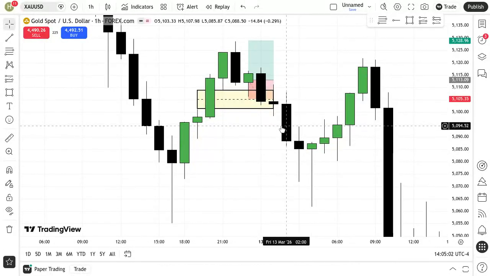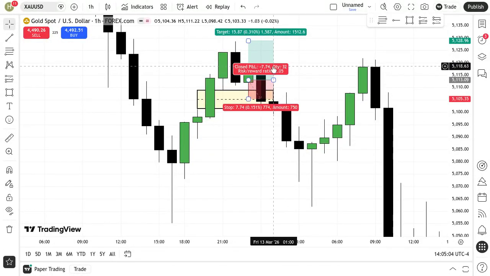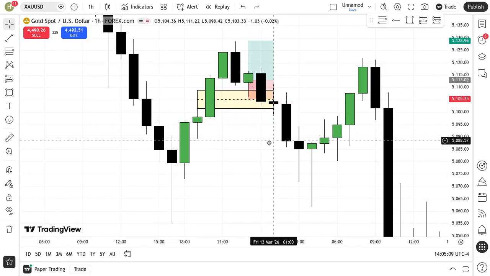Do you guys ever wonder why you might take a trade like this on a fair value gap and then immediately your stop loss gets taken? Well, today I'm going to be showing you the secret to trading fair value gaps, and it is a lot simpler than you might think.